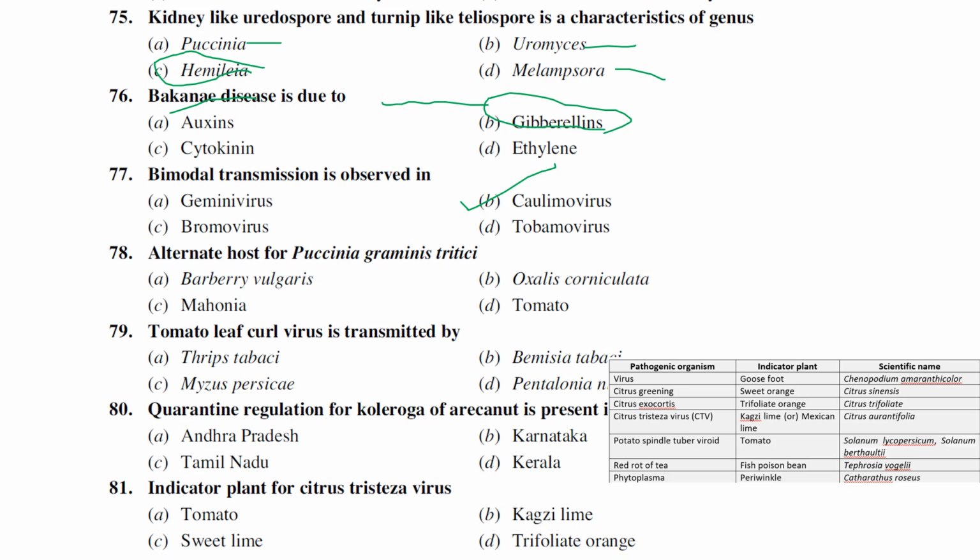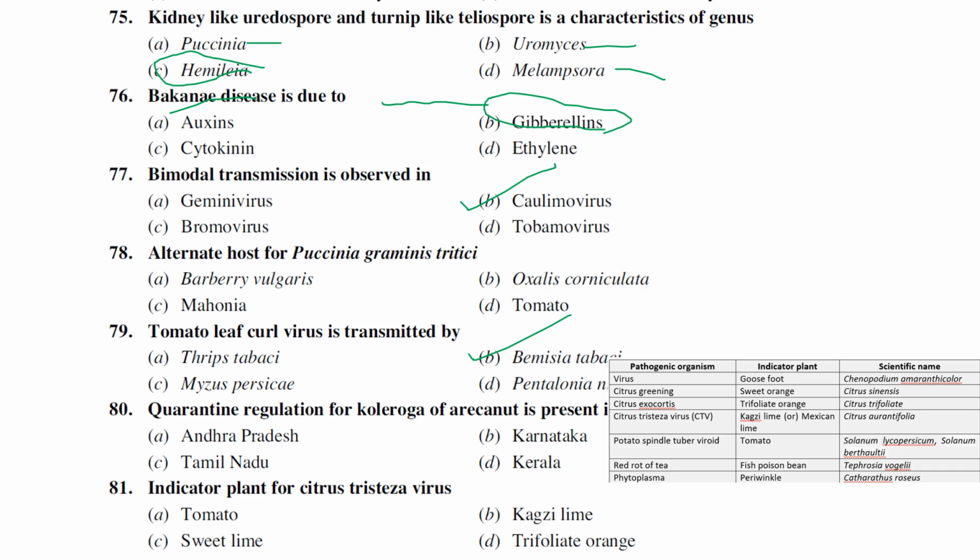Next one, tomato leaf curl virus is transmitted by Thrips tabaci, Bemisia tabaci, Myzus persicae, Pentalonia nigronervosa. So if you see, the majority of leaf curls are generally transmitted by Bemisia tabaci only. But the answer for this tomato leaf curl is Bemisia tabaci.